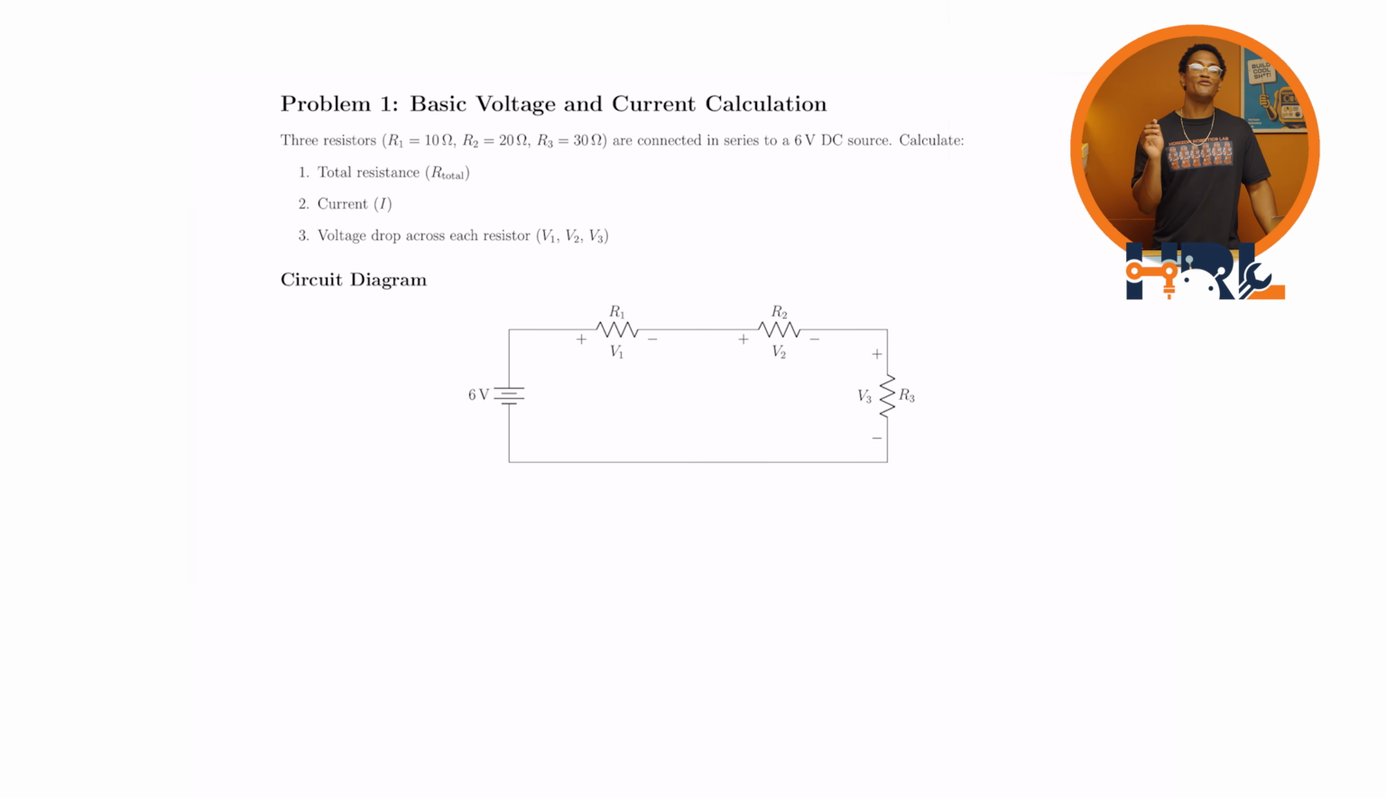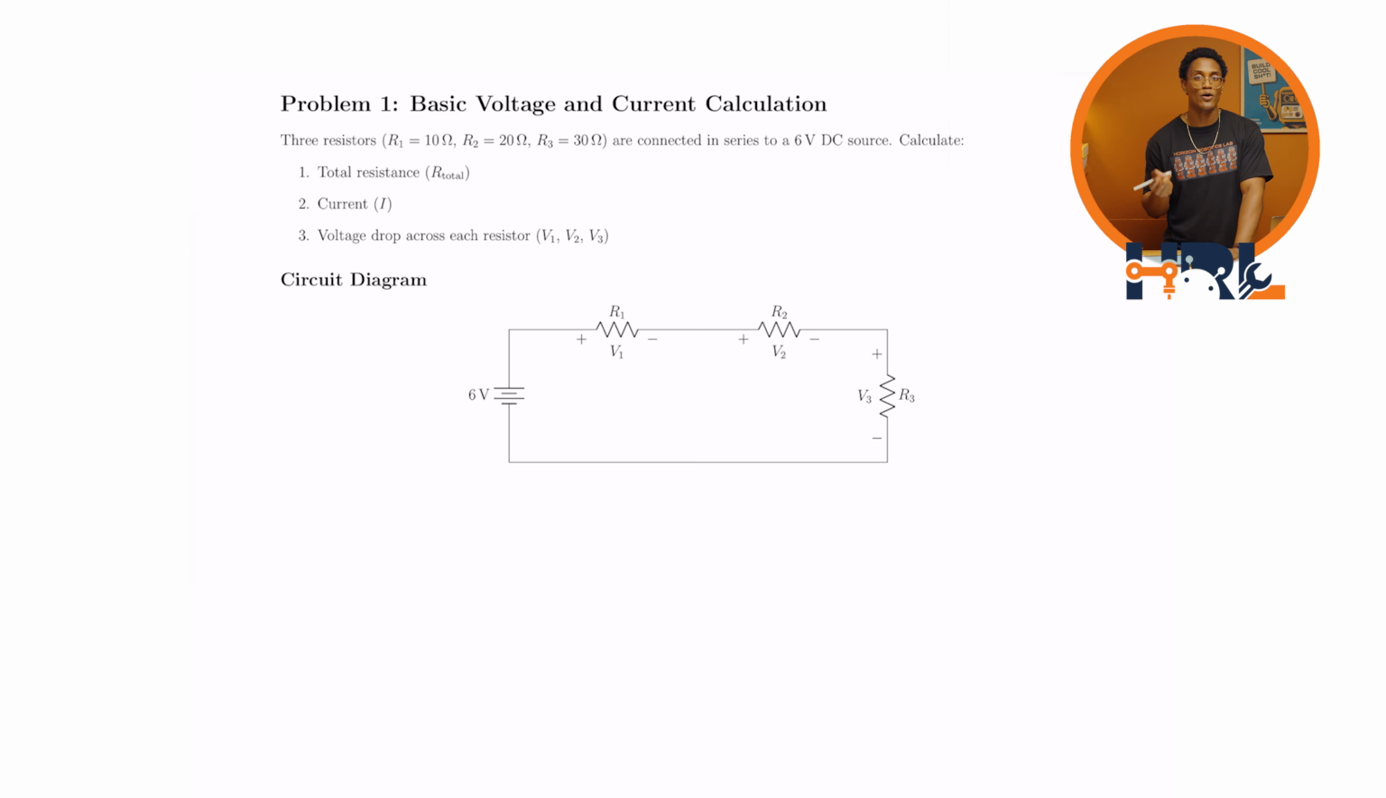This time we have 3 resistors in series. And again, like always, we know that they're in series because it's one after the other with no parallel paths. So, reading the problem, we have 3 resistors, R1 with a resistance of 10 ohms, R2 with 20 ohms, R3 with 30 ohms, and they're connected in series to a 6-volt source. We want to calculate the total resistance, the current I, and the voltage drop across each resistor. Let's go ahead and get started.